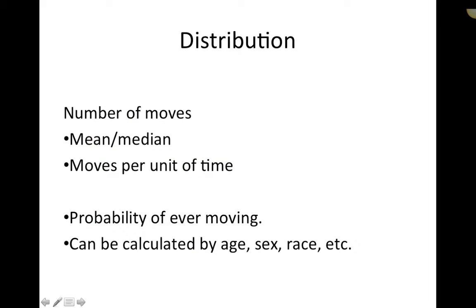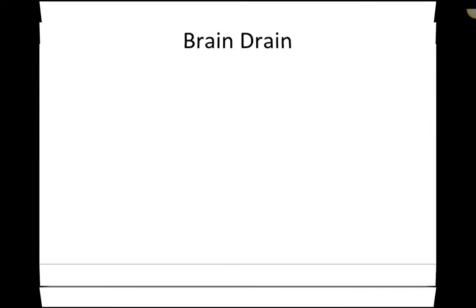In terms of distribution, we look at number of moves. We definitely want to get the average moves per unit of time. So how many moves per year, or in our case, every 5 to 7 years. Probability of ever moving. And again, we look at age, sex, race, etc.